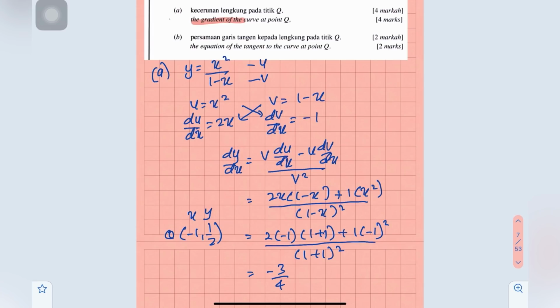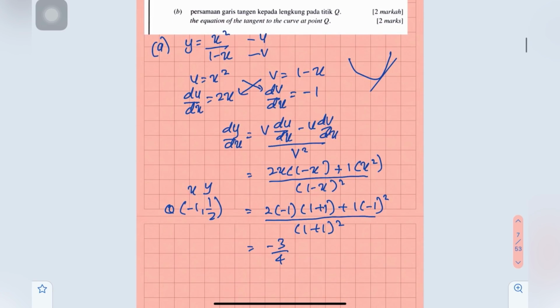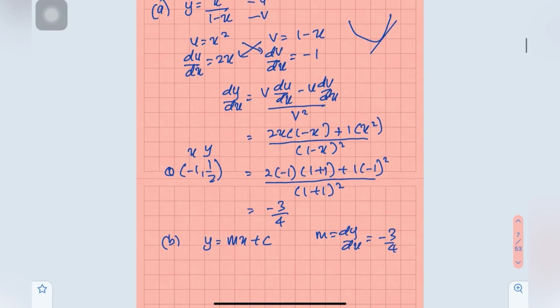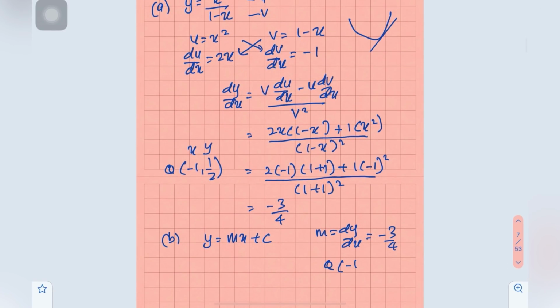Okay, so equation of tangent ni tadi ada curve kan. Lepas tu tangent touch curve at one point. So, dia punya bentuk tangent is straight line. So, equation of straight line, y equals to mx plus c. So, kita carilah equation of tangent. Kita ada y equals to mx plus c. Tadi kita dah dapat kan gradient. Gradient ialah m ataupun dy dx. So, m ialah dy dx lah. Tadi kan sama dengan negative 3 over 4. Okay, sama at point Q, negative 1, 1 over 2. Kat point Q, negative 1, 1 over 2.